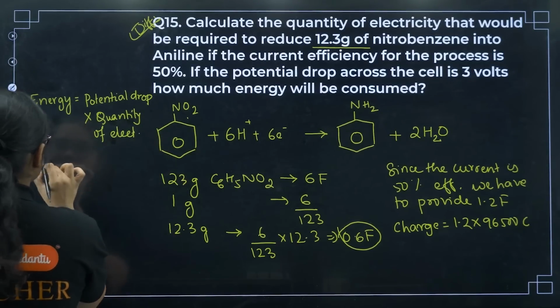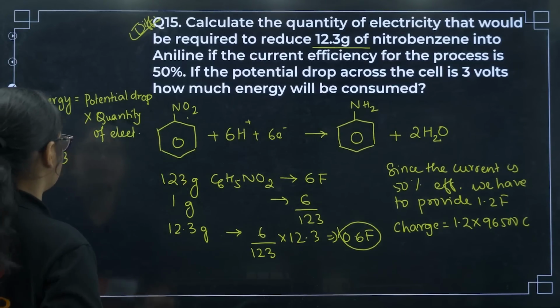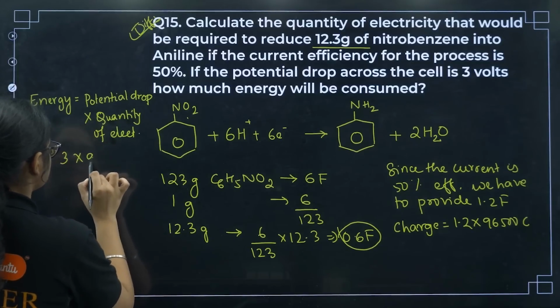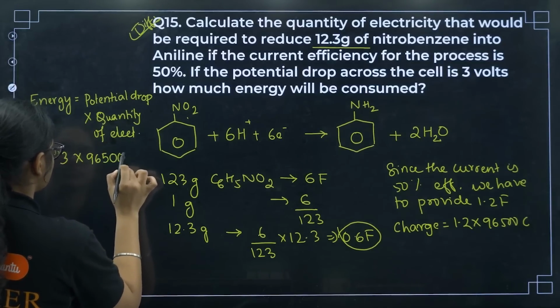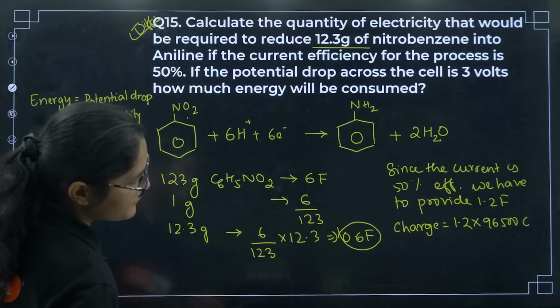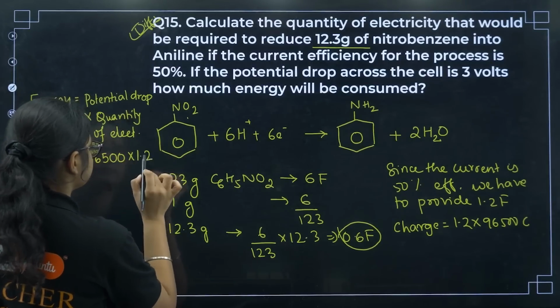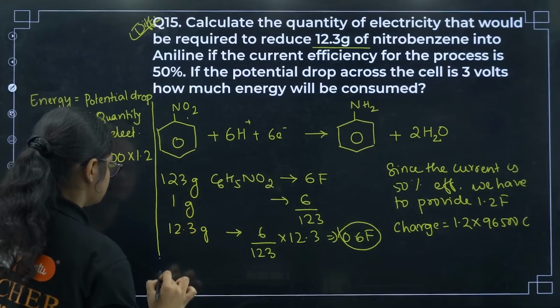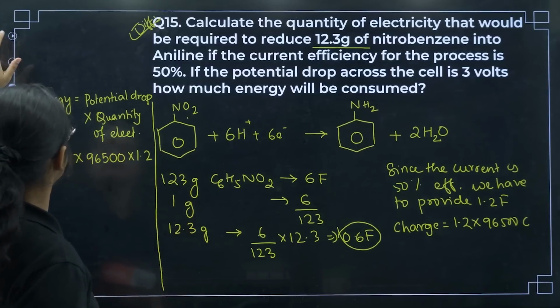Okay, so how much will I get? Potential drop is 3 volt, right? Quantity of electricity is 96500 into this, which is 1.2 Faraday. Okay, so if I solve this, we will get it.